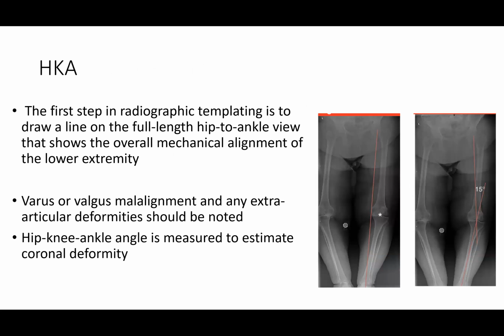The first step is to measure the hip knee ankle axis, and then marking the overall mechanical alignment of the lower extremity. The varus or valgus malalignment and any other extra-articular deformities should be noted.